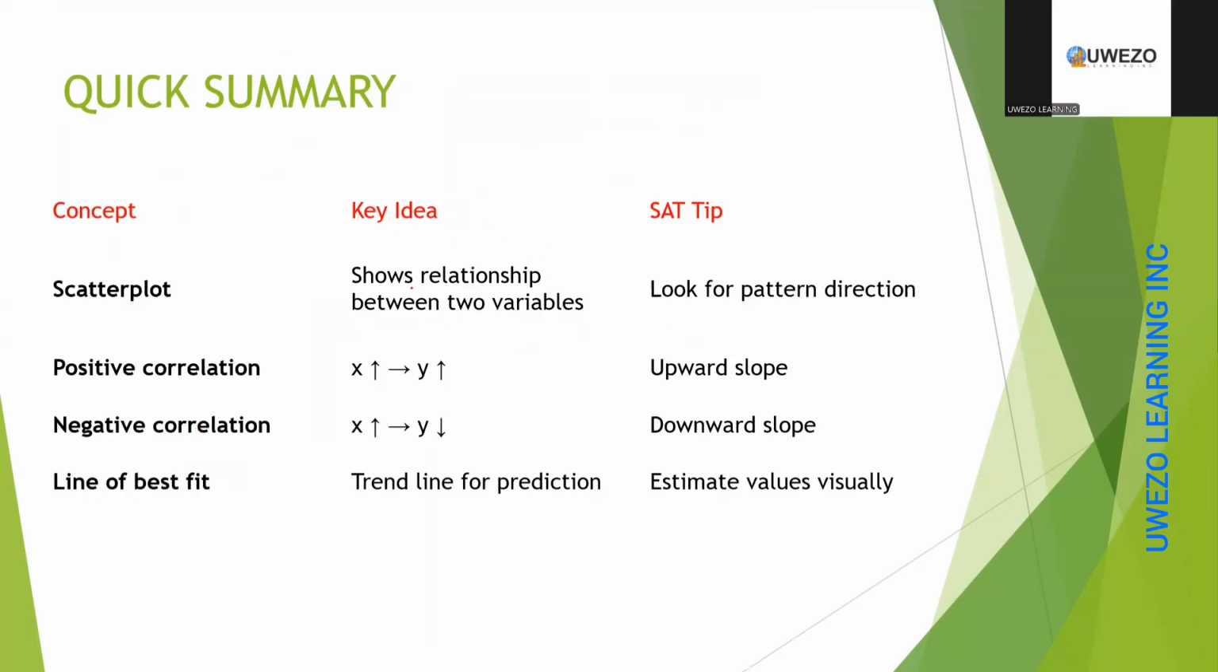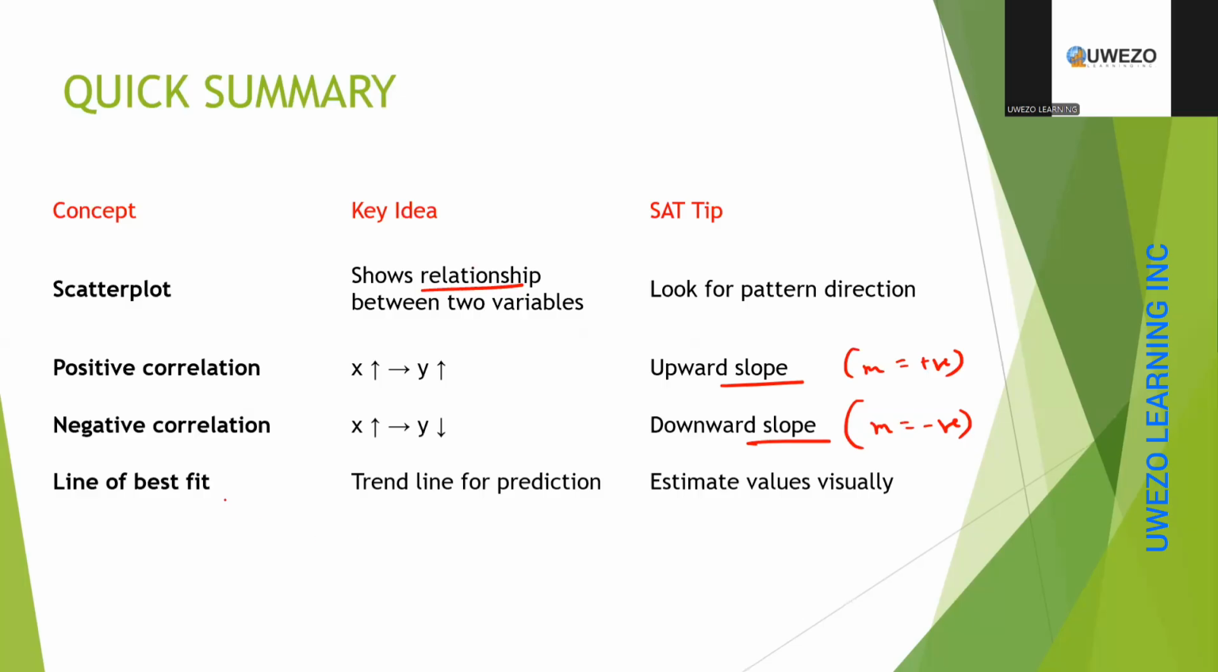So to quickly summarize, the scatter plot shows the relationship between the two variables, and we need to look for the pattern, direction, and also draw the line of best fit. For positive correlation, if the x values are increasing and the corresponding y values are increasing, so nothing but positive slope, it's a positive correlation. And for negative correlation, as x is increasing, the y values are decreasing. So we see a line going down. The line of best fit will be a descending line and hence a downward slope, or we could also say that the slope of the line would be negative.